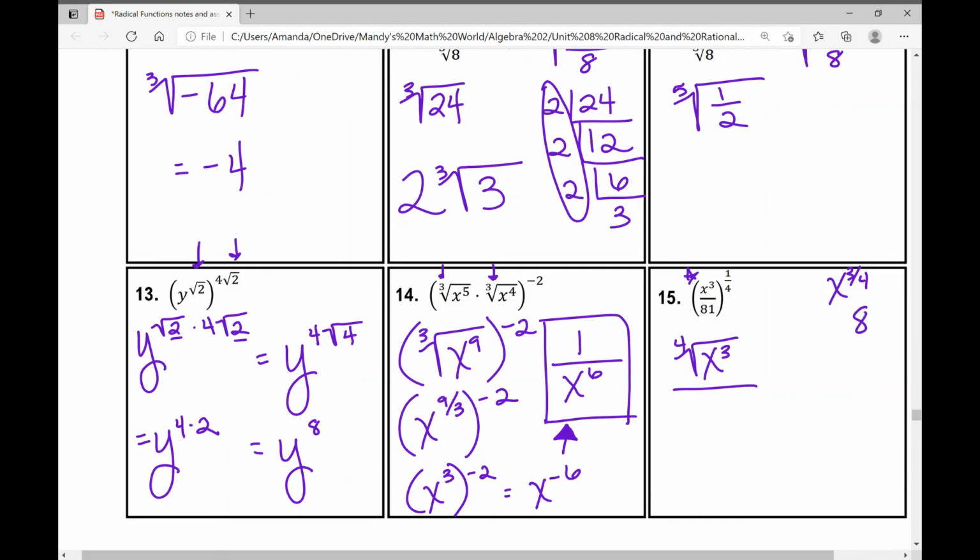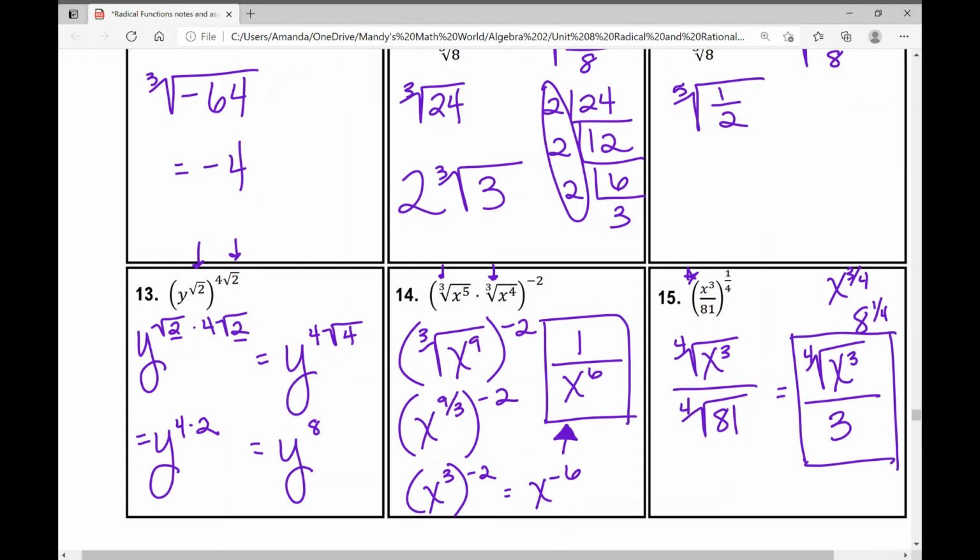81 to the power of 1 over 4 is just the 4th root of 81, which, what is the 4th root of 81? It's 3. So I can rewrite this as the 4th root of x cubed over 3. Could you write this as x to the power of 3 over 4 over 3? Sure, that also works. It represents the same amount, and so typically when you're in upper level math, your teacher is typically okay with those types of things.